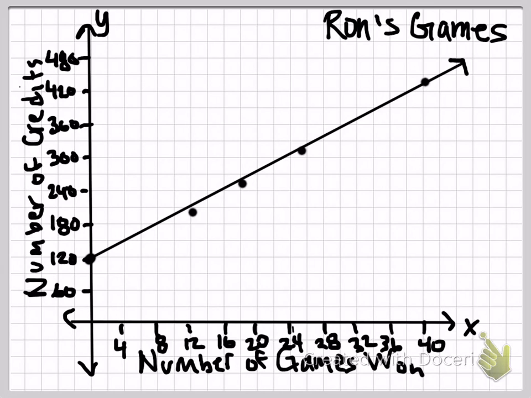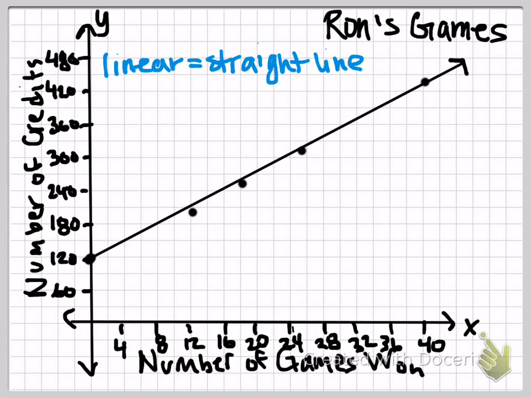That's our graph. Part A says, does the graph represent a linear function? Explain why or why not. Well, linear has the word line in it, so it is linear because it's a straight line. And it's a function because each x value has only one y value.